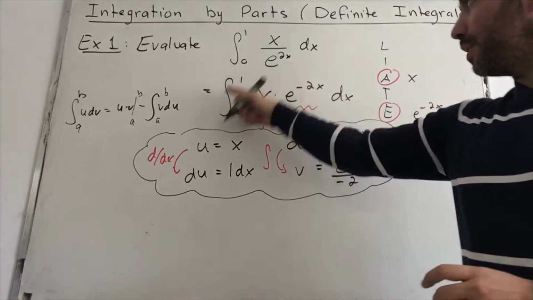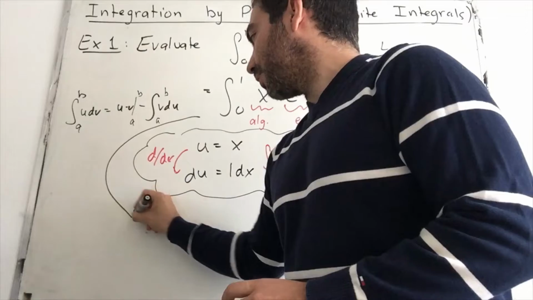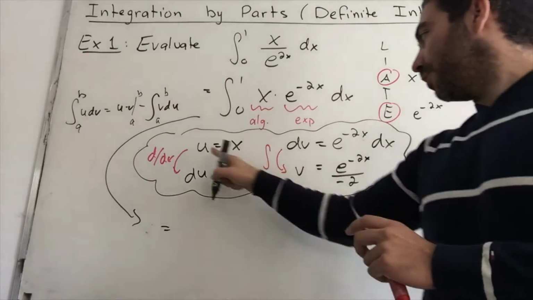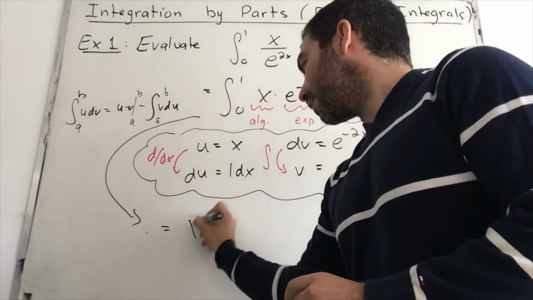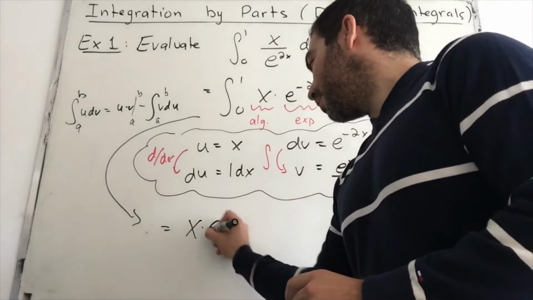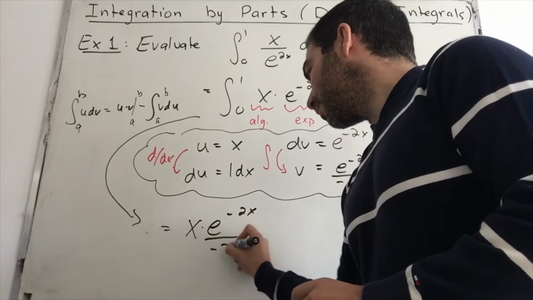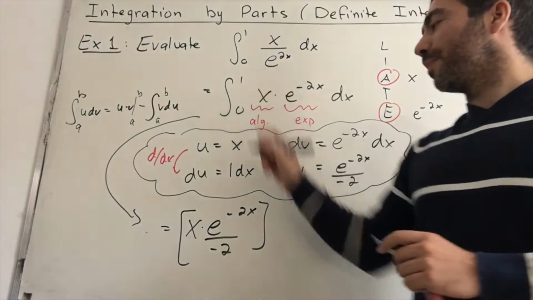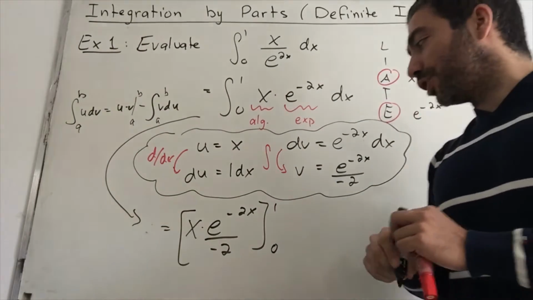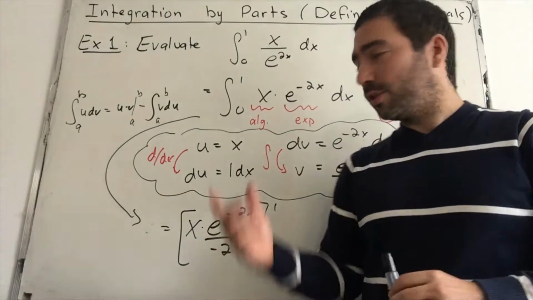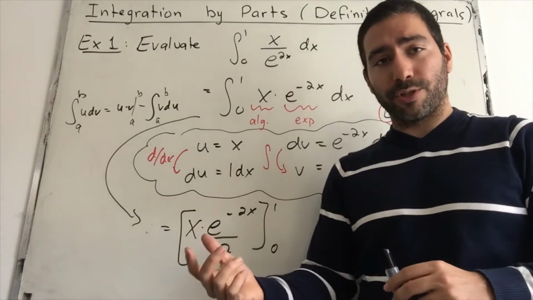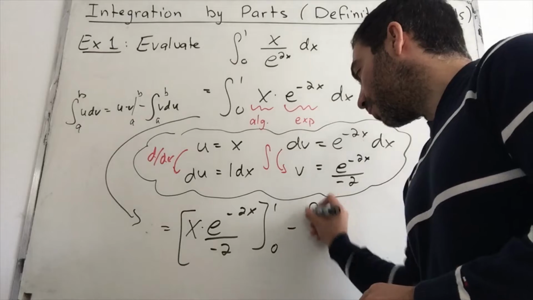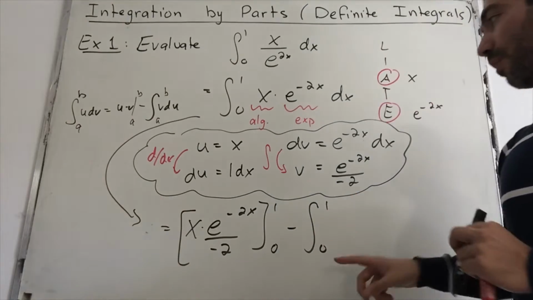So this is, again, side work. And now we're jumping from this piece over here all the way down to here. So we're going to change its form. So we get u times v, which in this case is x times e to the negative 2x over negative 2. And we're defining this from a to b. In our case, our lower bound is 0, our upper bound is 1. Notice that we do not change the bounds of integration. For a u substitution, the bounds of integration change. For integration by parts, you don't. You leave them the same. Okay, so it's 0 to 1 minus the integral from 0 to 1 of v du.